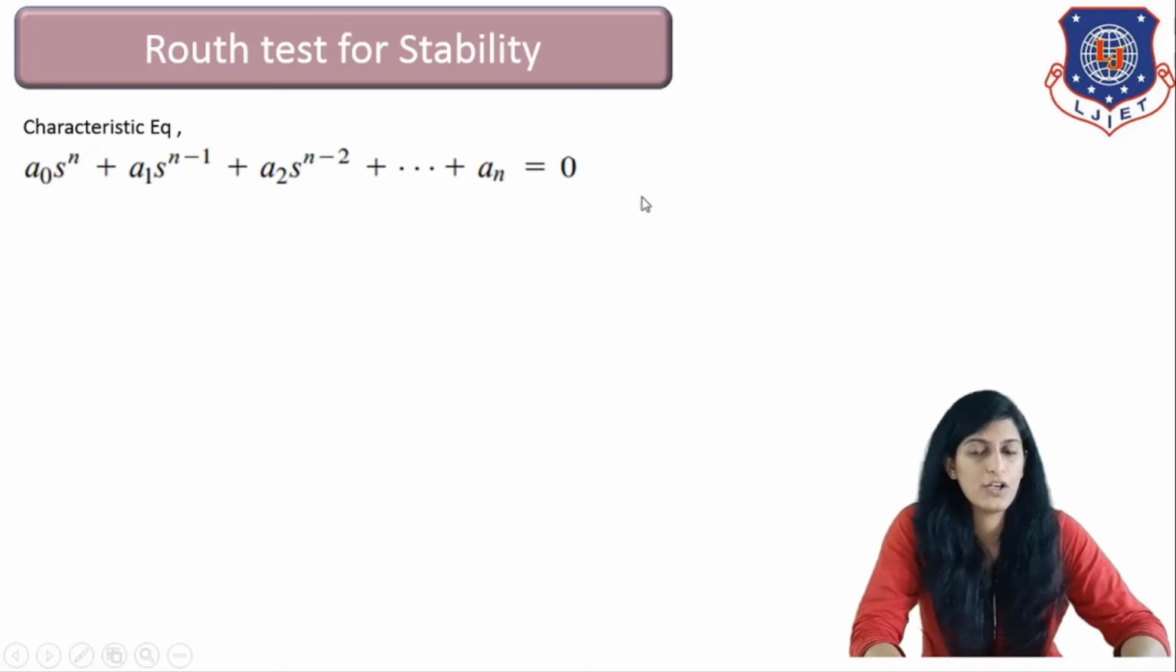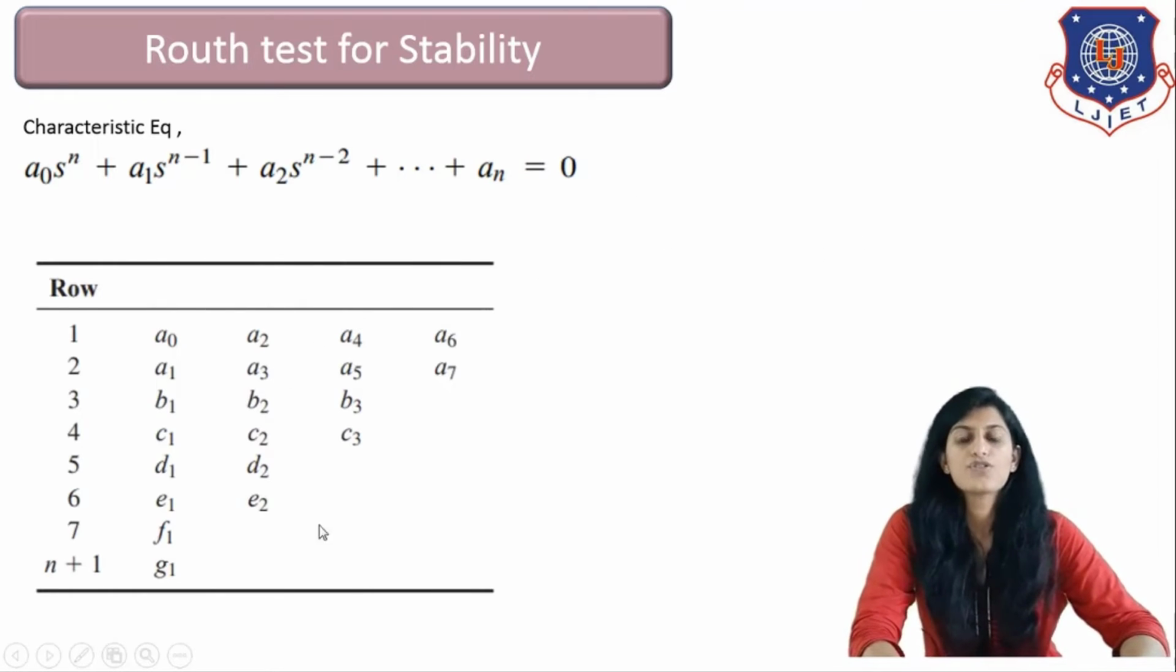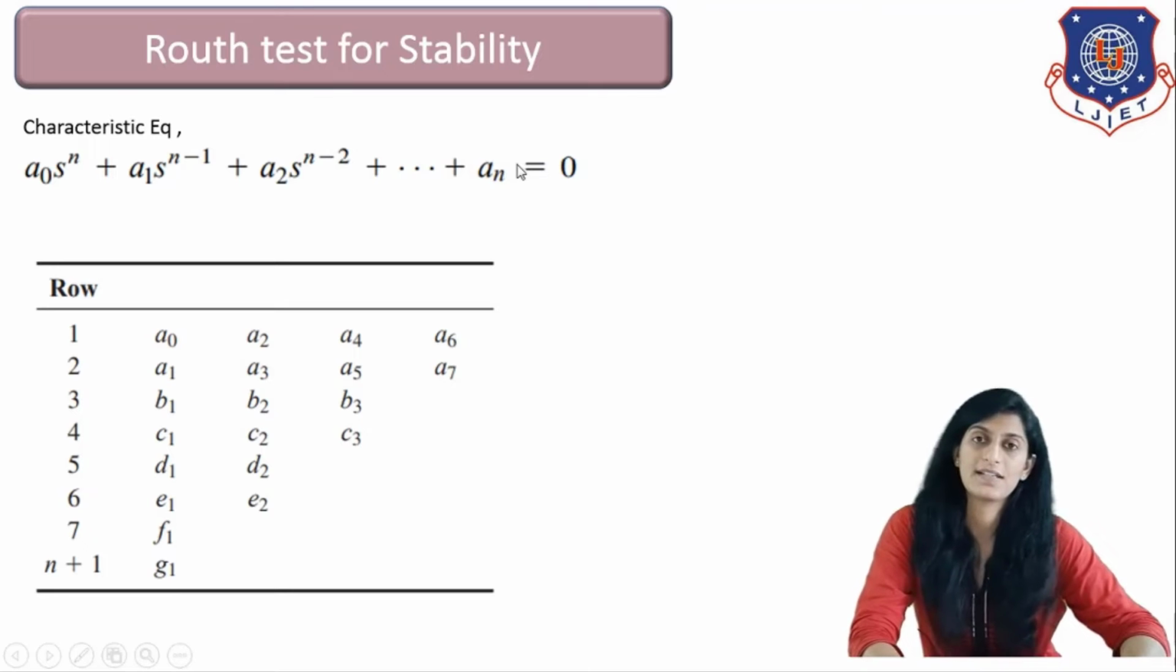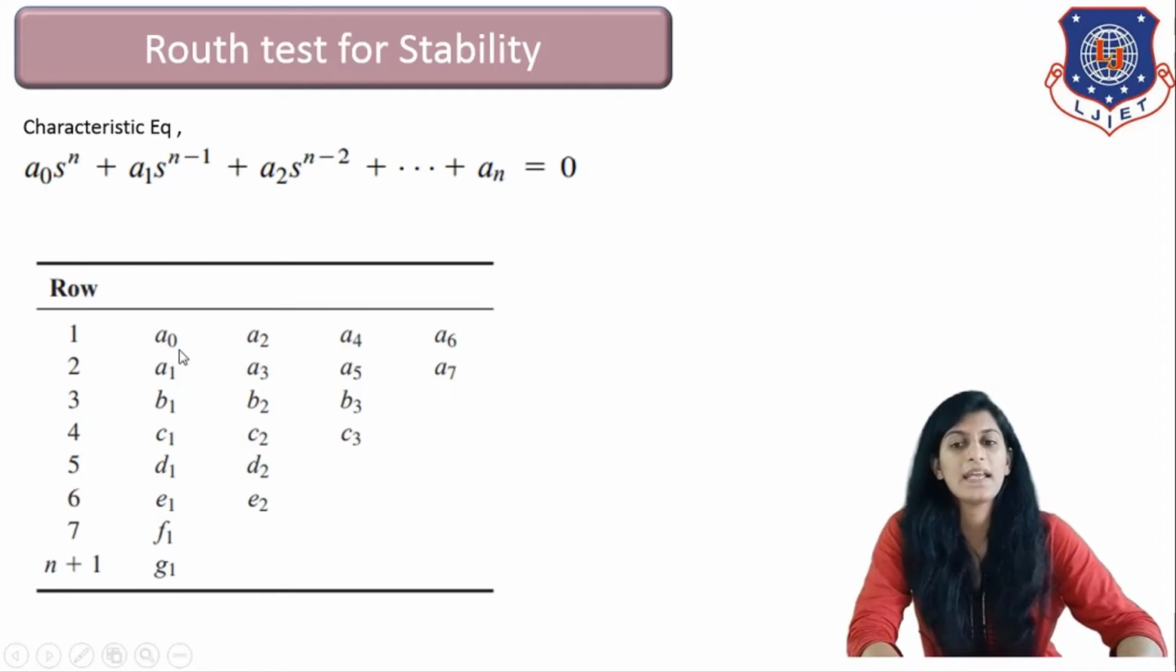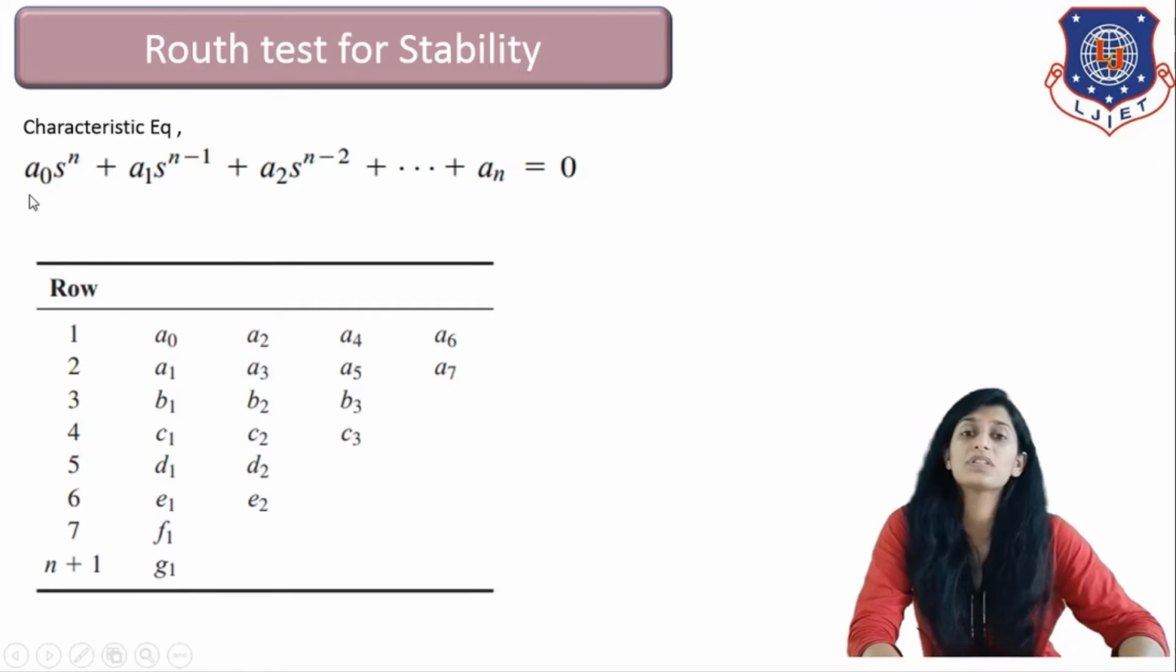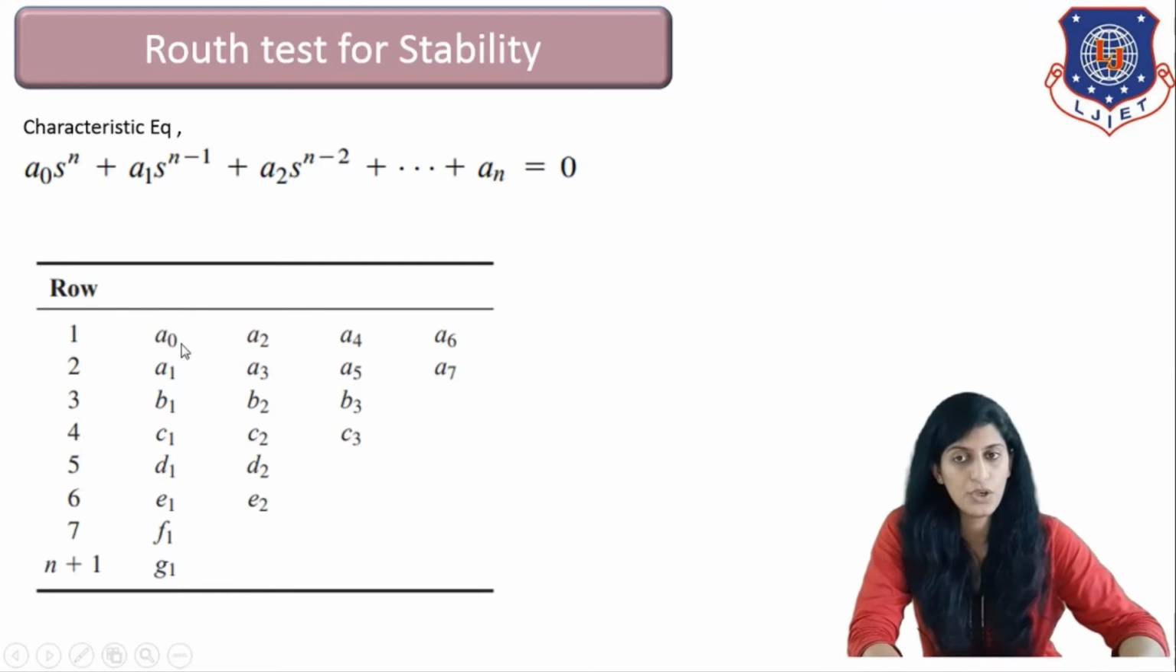Once we get this kind of equation, our next job is to formulate a table. So, this is how the table looks. We need to plot a table where we arrange the elements of our characteristic equation. The first element, A0, will be in the first row. We need to select alternate terms here. A0 will be in the first row, then the second term will be here, the third.